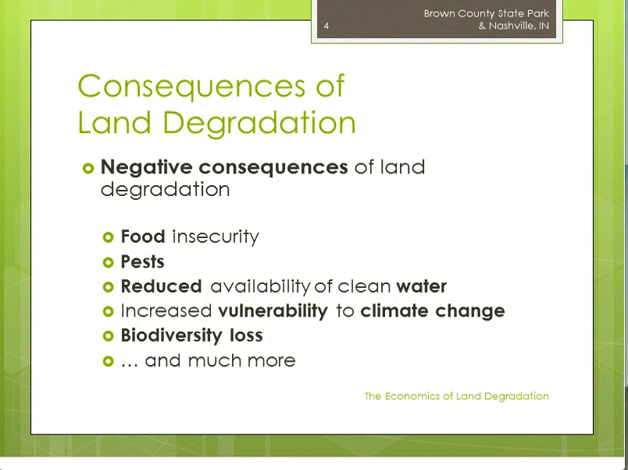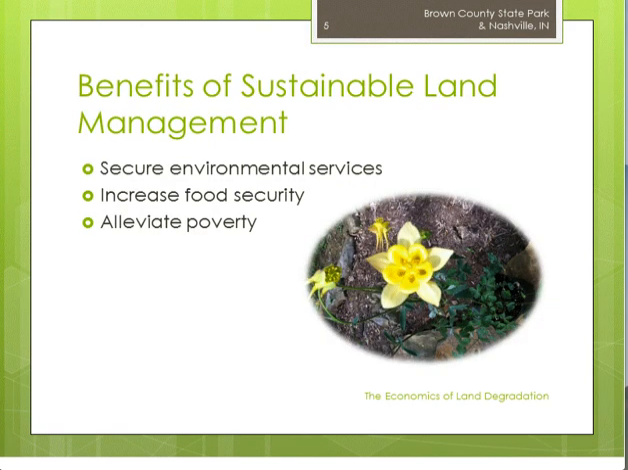We also believe that by doing this, we are going to reduce the negative consequences of land degradation, which, like we talked about before, leads to food insecurity, increased pests, a reduced availability of clean water. It also increases vulnerability to climate change, thus increasing biodiversity loss. We further believe that through the benefits of sustainable land management, we begin to secure environmental services, we increase food security, and we help to alleviate poverty.